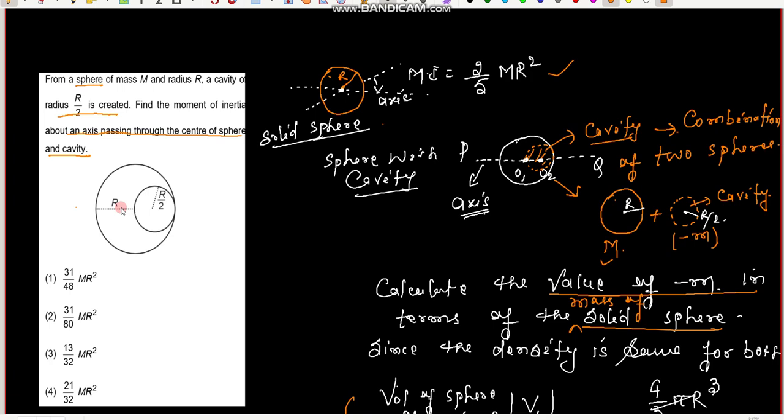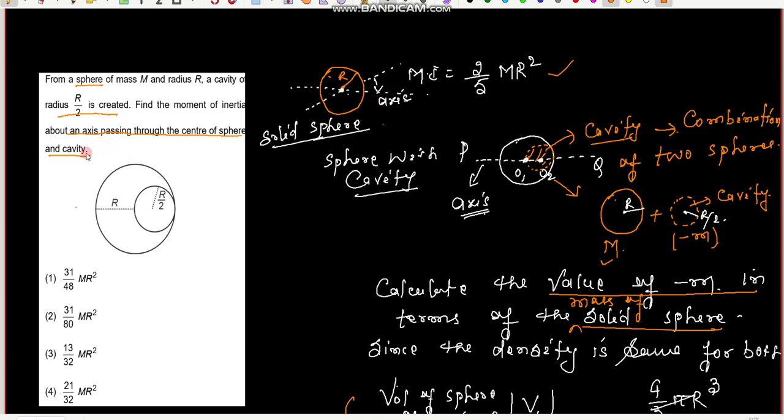Now here, the important word is the sphere. So we know the moment of inertia of a solid sphere is 2 by 5 MR square about an axis that passes through the center of the sphere. And there can be an infinite number of axes that pass through the center of a sphere, and the MI is going to be the same about all the infinite possible axes.